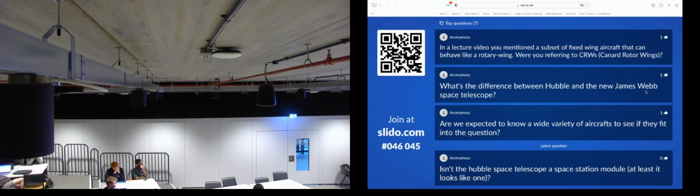In the lecture video, you mentioned a subset of fixed-wing aircraft that can behave like rotary wings. Were you referring to canard rotor wings? No, things like tilt rotors. So they're fixed-wing, they're rotor, tilt wings. There are also the tail sitters, which have been so popular. We see a lot of those, the ones that take off and land vertically and then tilt over using a propulsion system. Those are the combination of fixed and rotary wing aircraft.